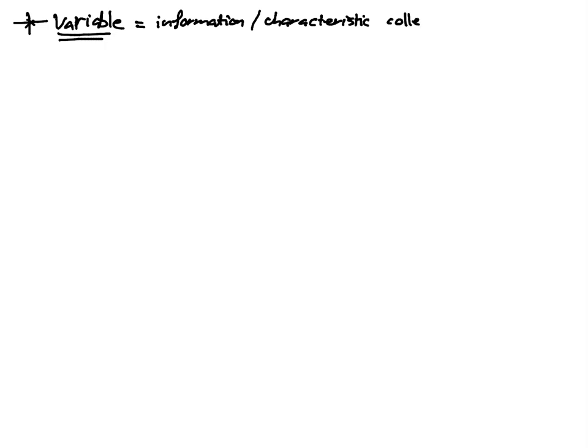Let's talk about variables. So, a variable is information or a characteristic collected in a study. Now, when it comes to variables, there are two main types.